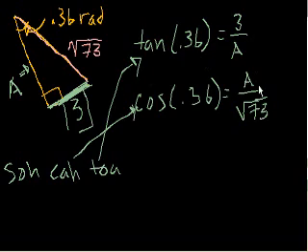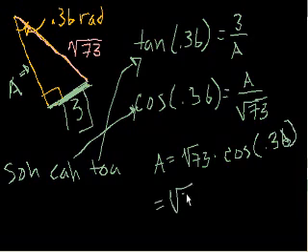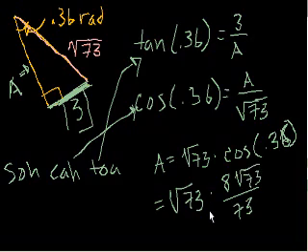If we use the second formula, we would get the adjacent side is equal to the square root of 73 times the cosine of 0.36. And then if you use your calculator in radian mode, or I'll just tell you that cosine of 0.36 radians is equal to 8 square roots of 73 over 73. And you could confirm that by getting a decimal number and making sure once again your calculator is not in degree mode but in radian mode. I think that's actually the default mode in a lot of calculators.